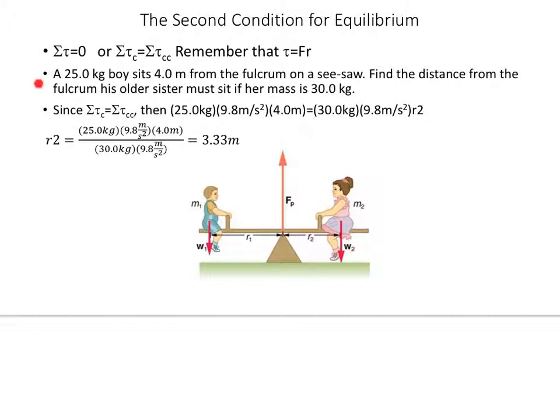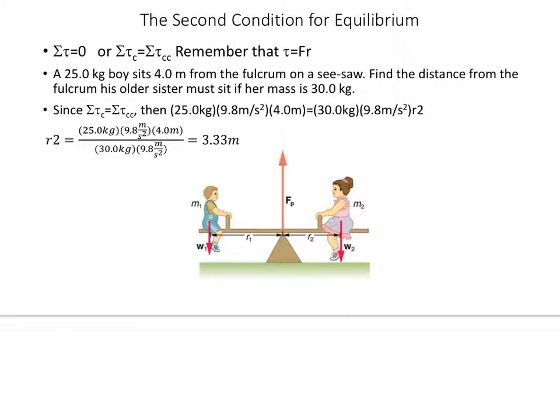Okay, so here is an example. We've got a 25 kilogram boy who sits 4 meters from the fulcrum. There's the fulcrum right there. On a seesaw, find the distance from the fulcrum his older sister must sit if her mass is 30 kilograms. So we set this up by noting that the sum of the torques in the clockwise direction must be equal to the sum of the torques in the counterclockwise direction.